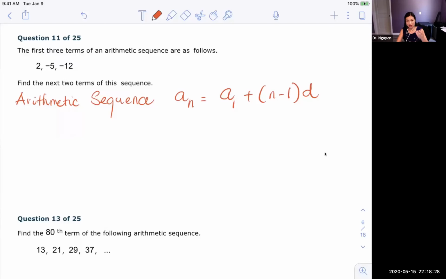Hi class, today we're going to talk about arithmetic sequences. It helps if you can memorize the formula. The formula is a_n equals a_1 plus (n minus 1) times d. So that's the formula right there. D in this case is the common difference.